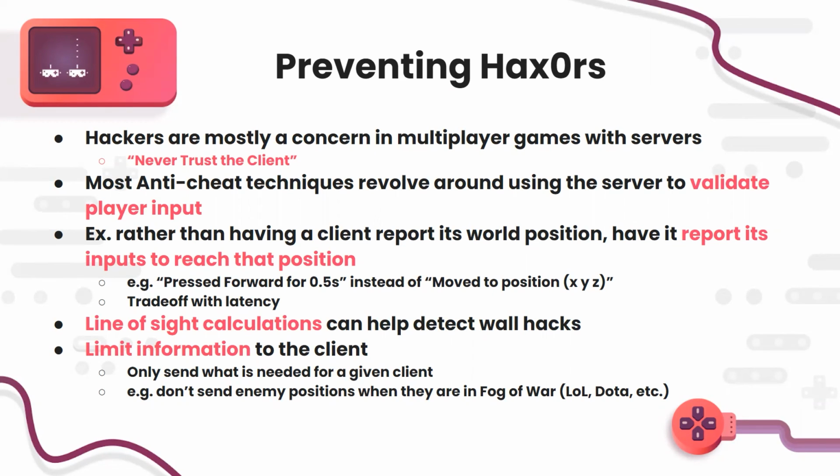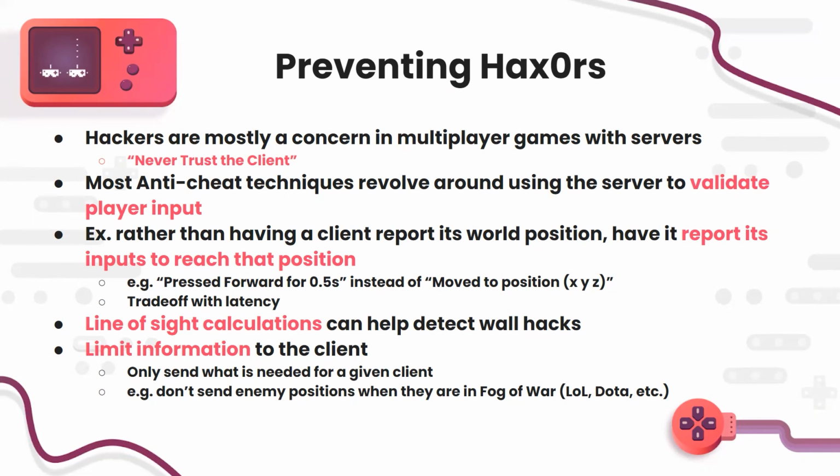So an example of this would be, rather than having a client report its world position, like its XYZ coordinates, we can have it report its inputs to that position. For example, what if I press the W key to move forward for 0.5 seconds, instead of saying, okay, the player has moved to XYZ position. What does this allow us to do? From a game developer's point of view, we can calculate what is feasible for a player to move in X amount of frames.